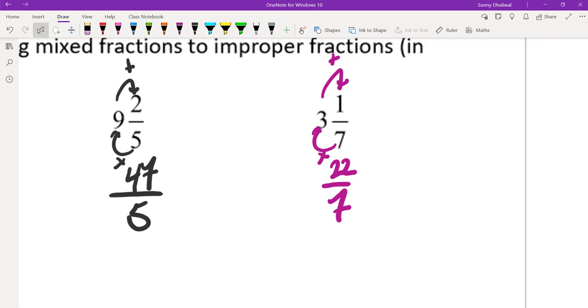Yes, Henry? Sorry, how did you get 7? The bottom number, the denominator, doesn't change. It started off as 7, ends as 7. Oh, okay. Oh, that makes sense. Starts at 5, ends at 5. All right? That's easy. That doesn't change.